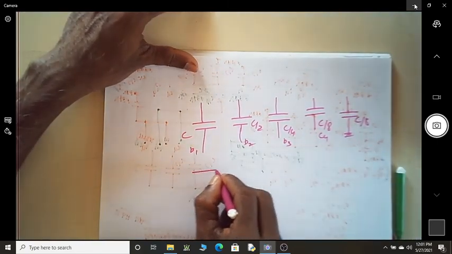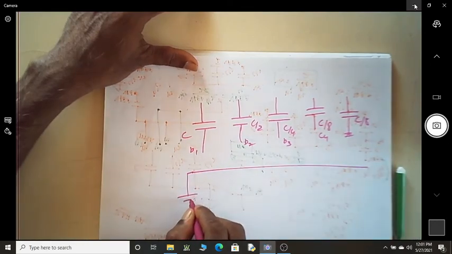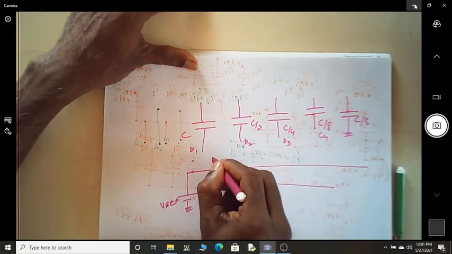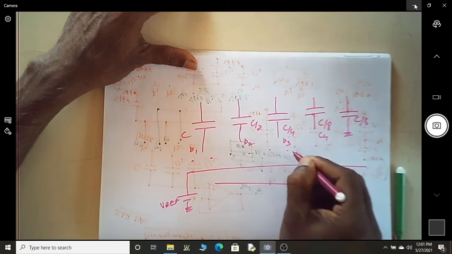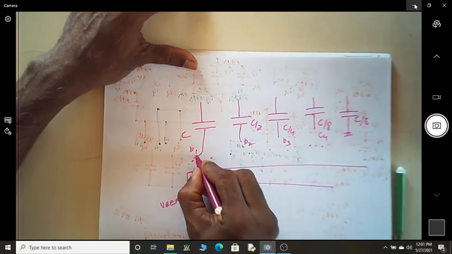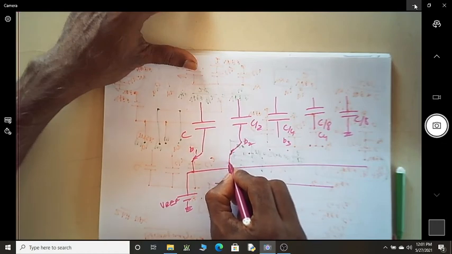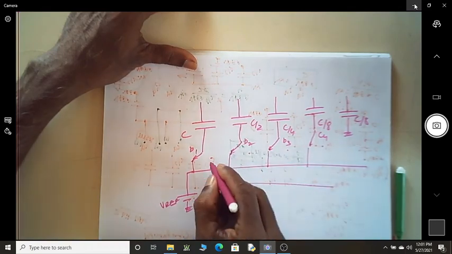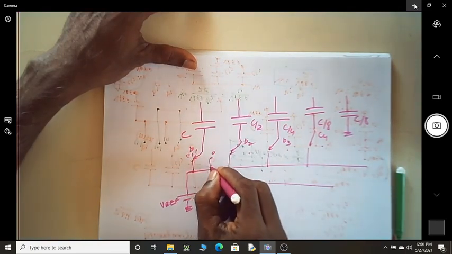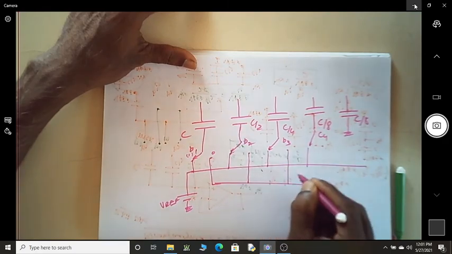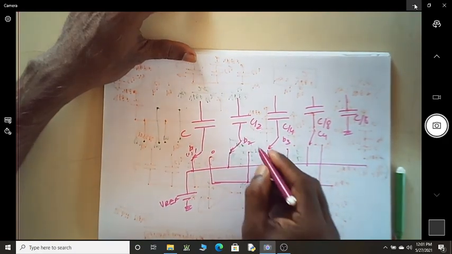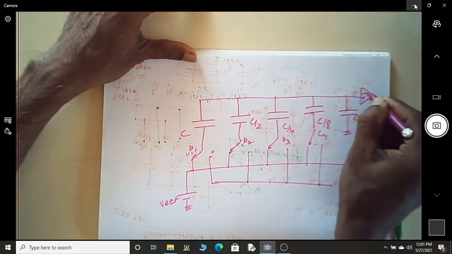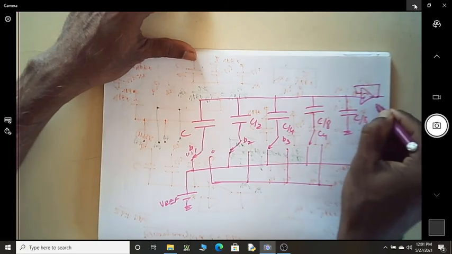Each switch either goes to V reference or goes to ground, so you have two positions of this switch. If it is 1, it goes to V reference. If it is 0, it goes to ground. This is the connection, and of course you short all of them and connect it to the non-inverting terminal. The inverting terminal is connected to the output V0.